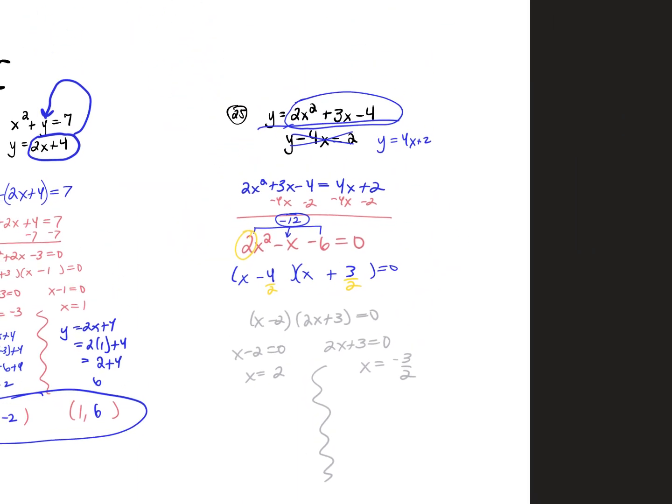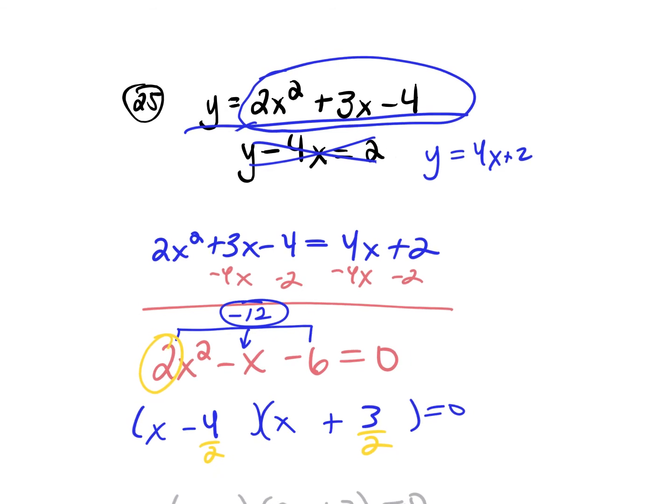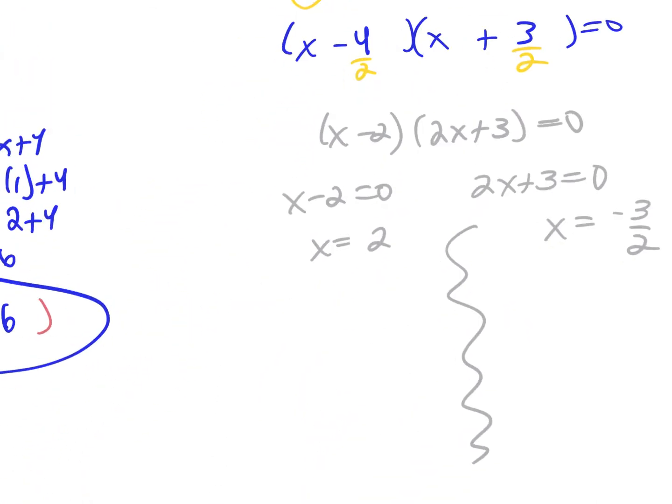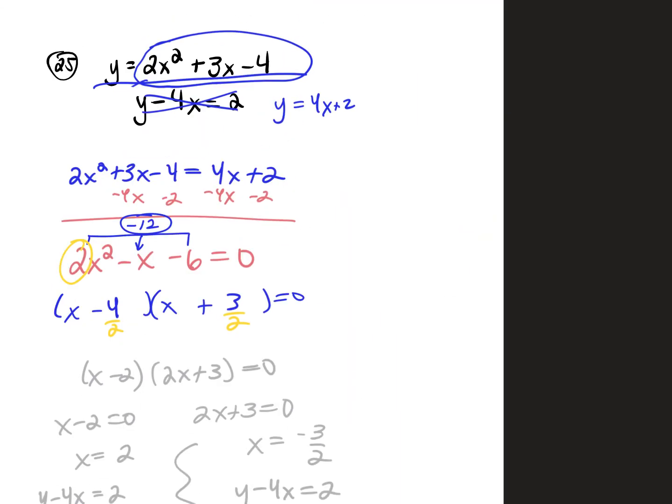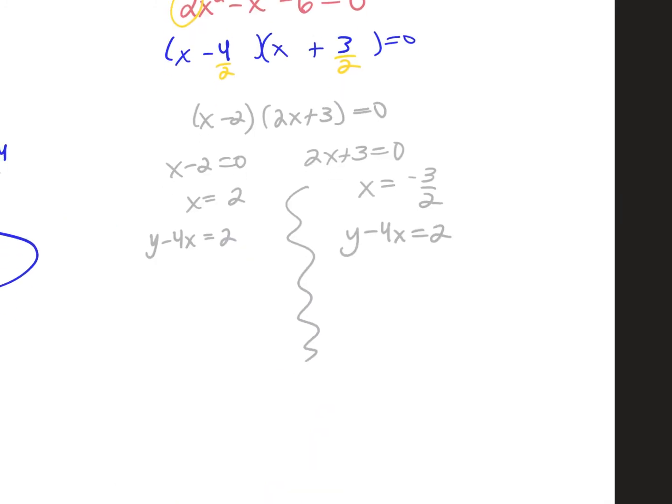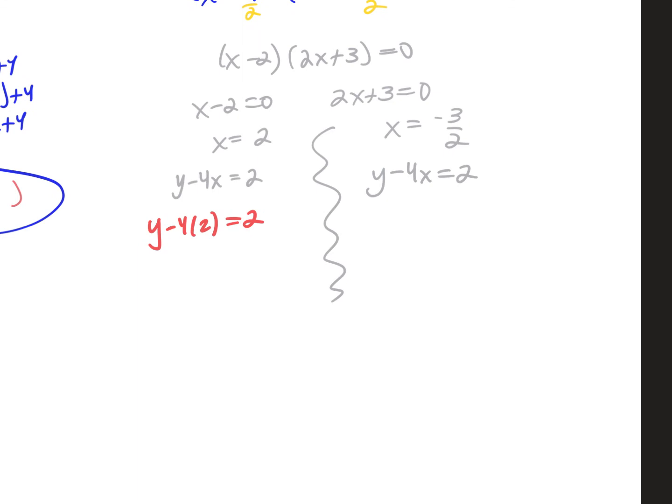So let's see, which one looks easier? The bottom one, right? y minus 4x equals 2. I'm plugging both of these x's into that. Could I have plugged it into the one that I rearranged over here? Yeah, you can. I just always go back to the original, but you can. So plug in your x. y minus 4 times 2 equals 2. What's 4 times 2? 8. There you go. y minus 8 equals 2. Add 8 to both sides. What do I get over here? So my first intersection point is at (2, 10).